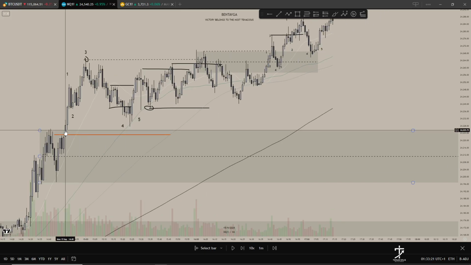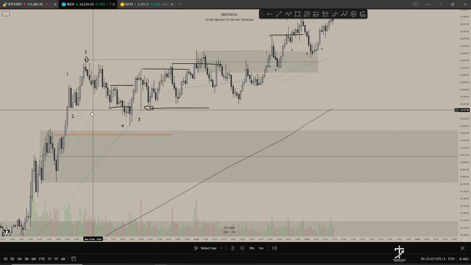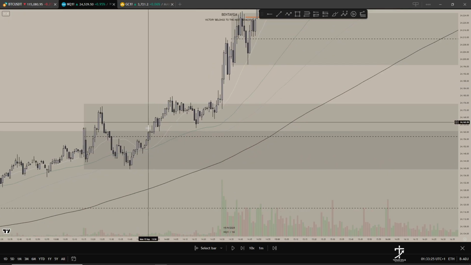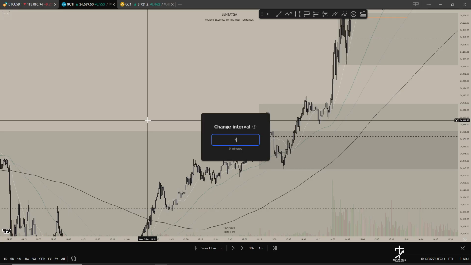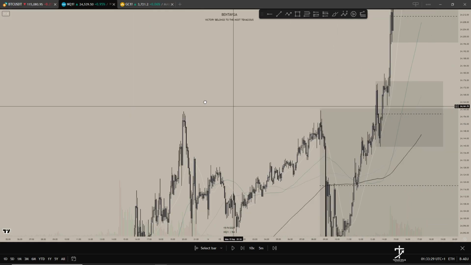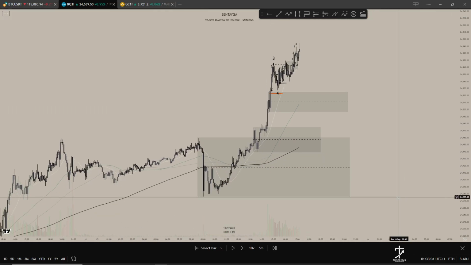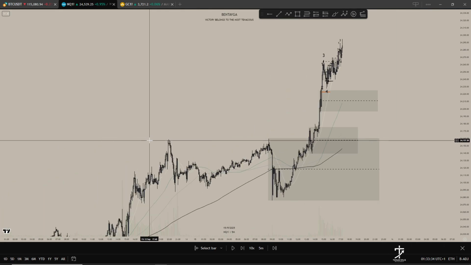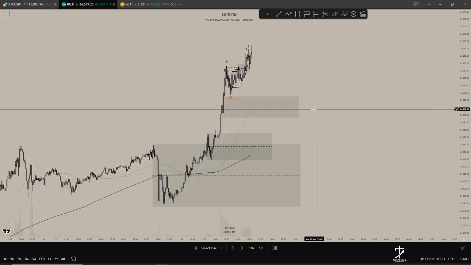Like I said, there were numerous setups that you could have taken based on whatever time frame you're on, based on whatever session you're trading. Because there were trades in the morning that you could have potentially taken, but that's it from me today.